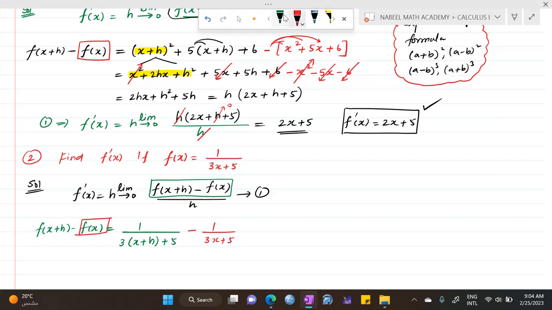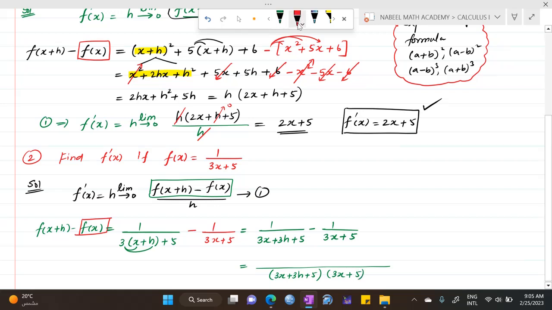Now how will you simplify this part? The simplification is very easy. When you multiply inside, it becomes 3x plus 3h plus 5. When you multiply, you have to multiply only these two terms, not this term. Next, minus 1 over 3x plus 5. Now how will you simplify this one? This is actually a cross multiply. The denominator is the same: 3x plus 3h plus 5 times 3x plus 5.